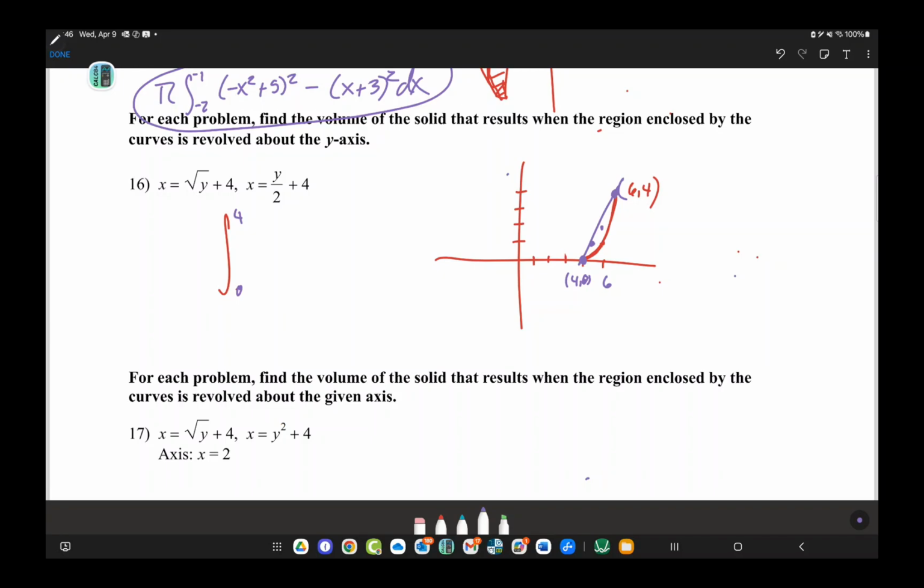Now we are rotating around the y-axis this time, so the furthest from the y-axis is square root of y plus 4 squared minus y over 2 plus 4 squared dy. Don't forget the pi. Now, there's no way to simplify that, so that's just going to give you 40 over 3 pi, or 41.888.